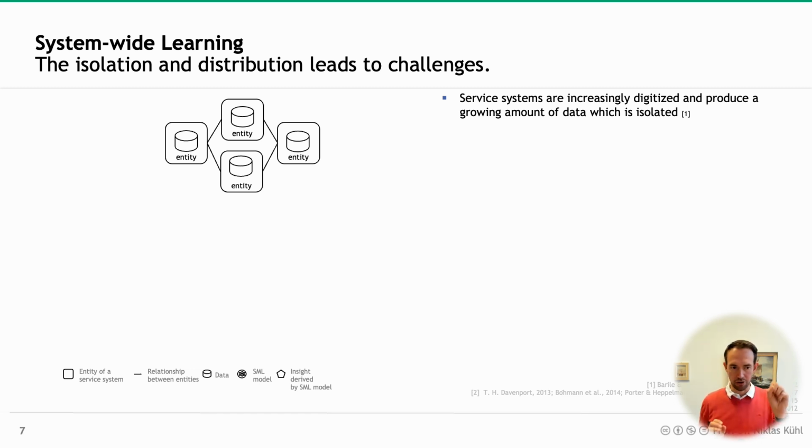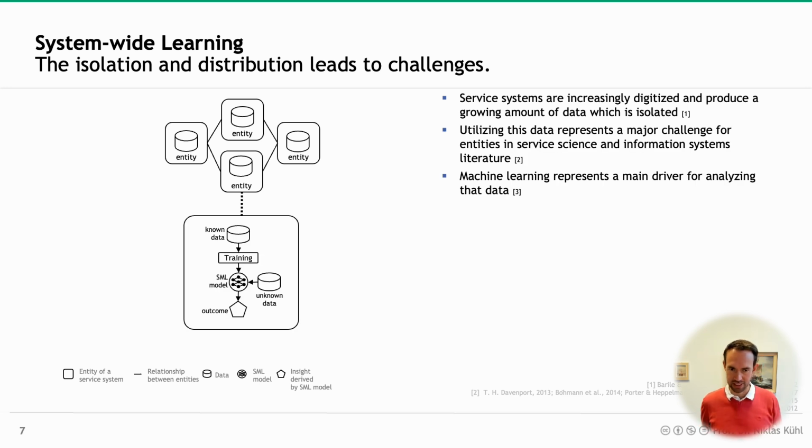You can see four different entities over here which produce value in a system, and they all have their data. Data on the same customers potentially, data on the same product that will be later assembled into a car, of a shared interest, if we could peek into these data sources of these entities. Now, what we know if we look into literature is that utilizing this data represents a major challenge for these entities. That's what the literature says.